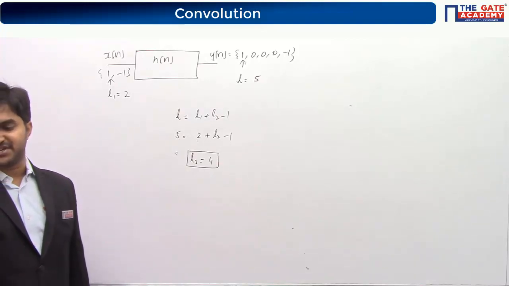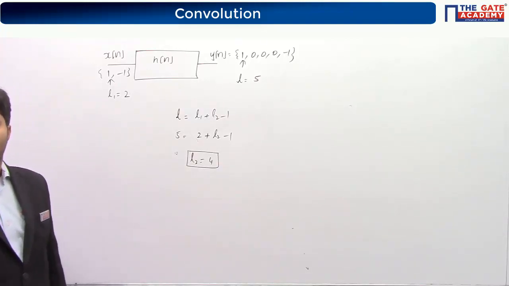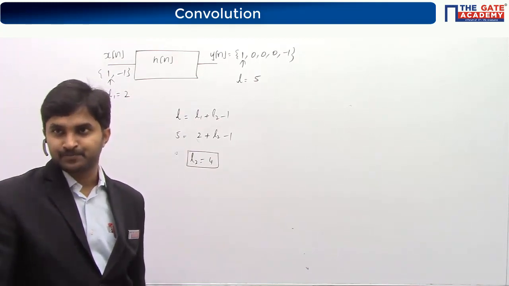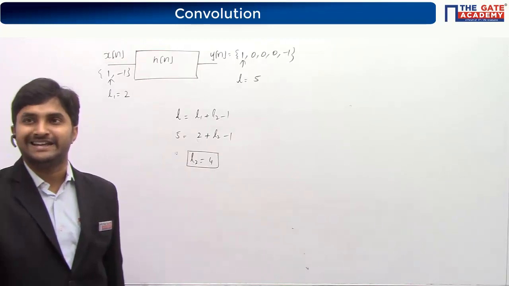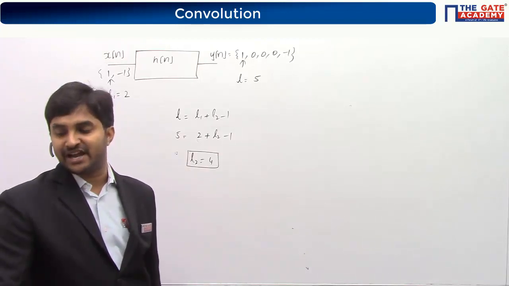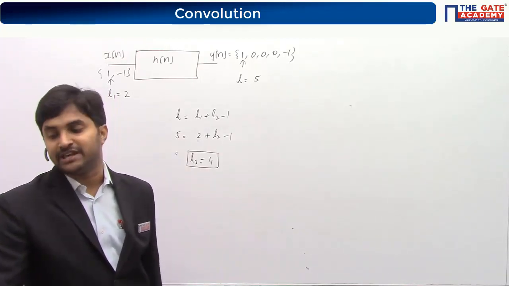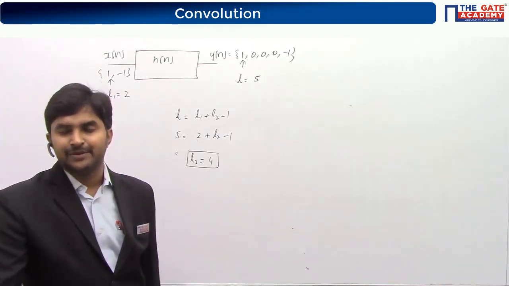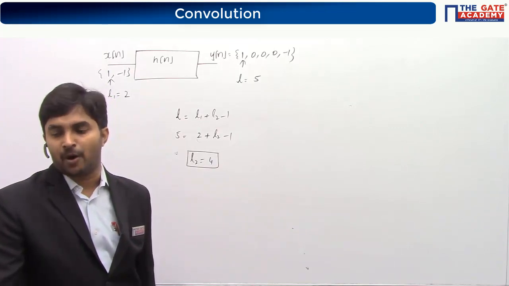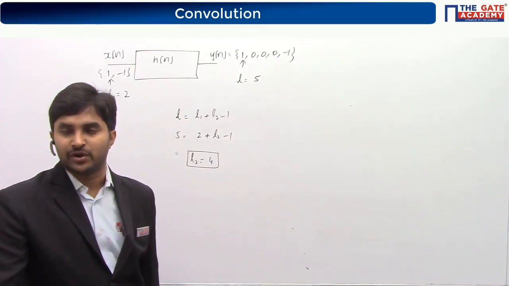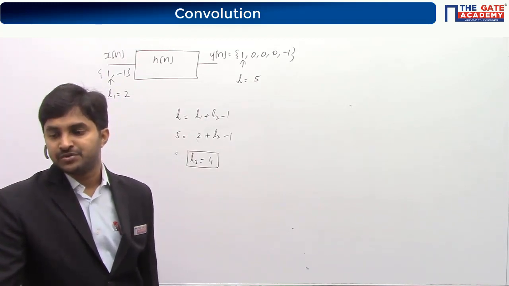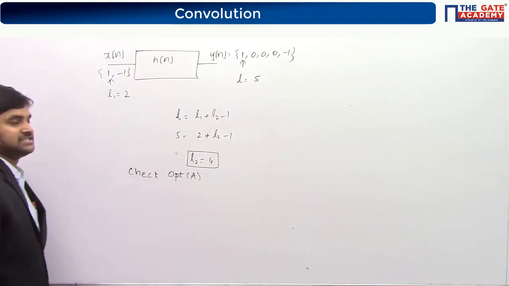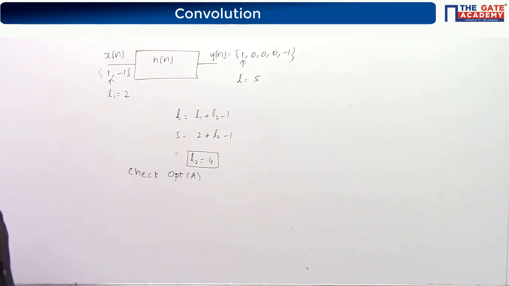Now you can see the options here. There are only 2 options where the length of the impulse response is 4. In the remaining 2 options, B and D, the number of samples is 3 only. So we can eliminate options B and D. Now the options in front of us are only option A and option C. So now what can we do? Let us check option A with the tabular method.